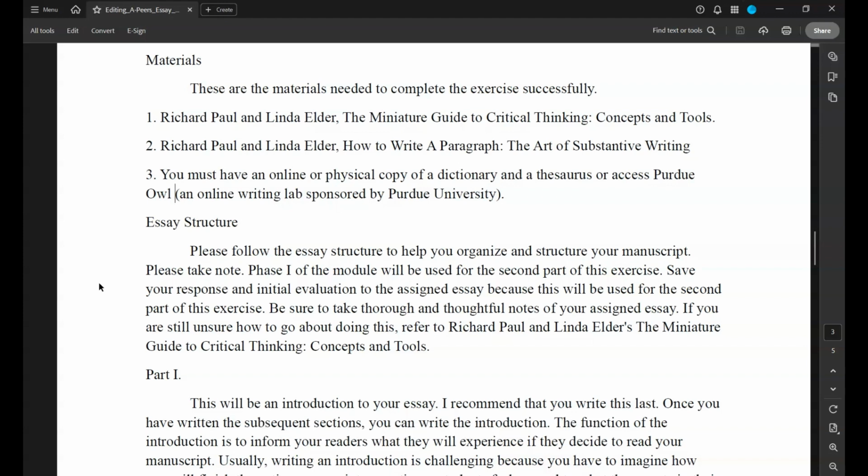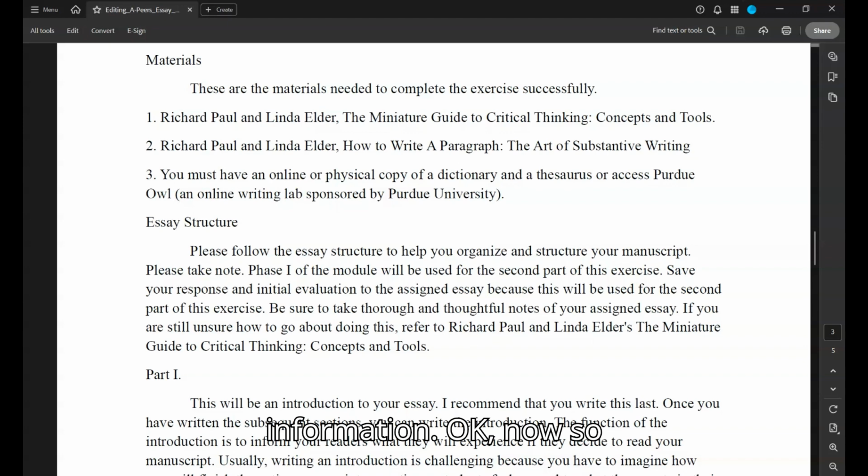Save your response and initial evaluation of the assigned essay because it will be used for the second part of the exercise, where I'm going to have you write an assessment and critique of the whole process. So don't throw away your notes on your evaluation of the essay that I assigned to you to edit and paraphrase, and assess the ideas and how well they're able to convey their ideas to their reader. Make sure you keep all that information.